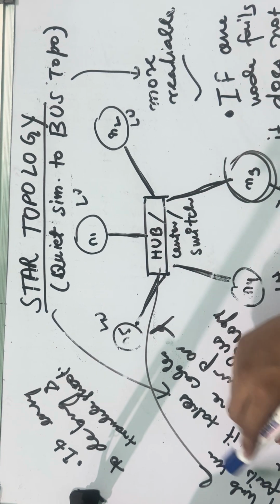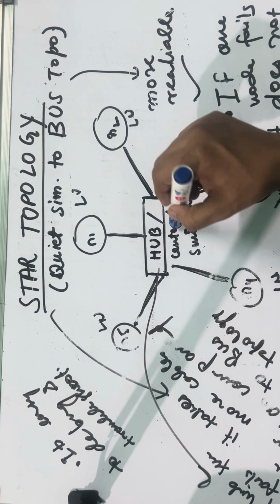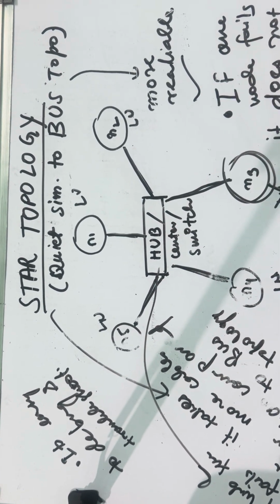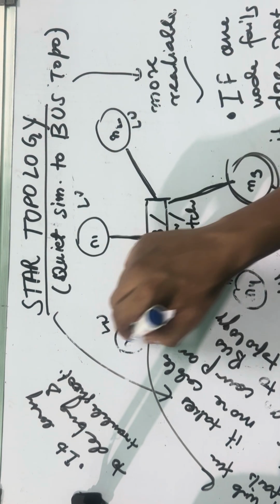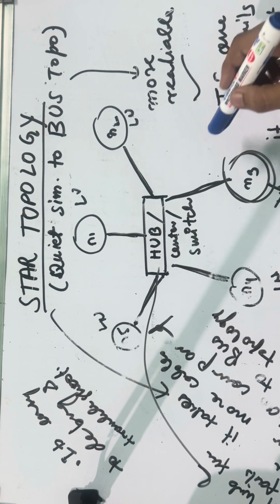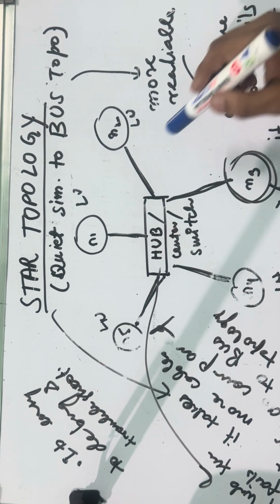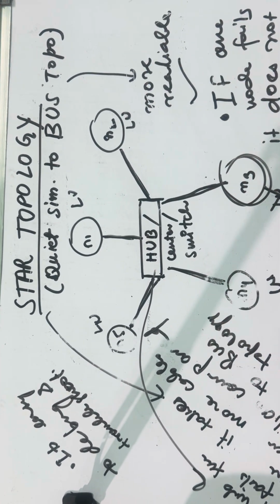If the hub fails, the entire system fails, and that's it. If one of the nodes fails, it does not disrupt the entire system. This is star topology.